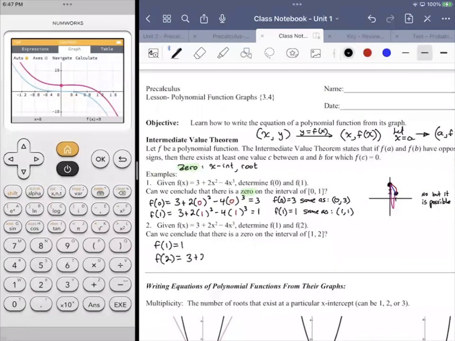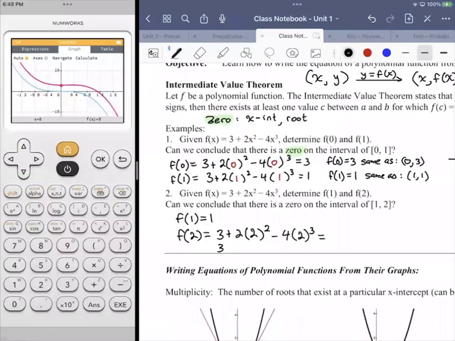3 plus 2 times 2 to the second power minus 4 times 2 to the third power. All right, and you can run the numbers on the side. You pop it into a calculator, whatever you want. I was leaning back there, got a little too comfortable. So however you want to do it, bottom line is you just need to evaluate this.